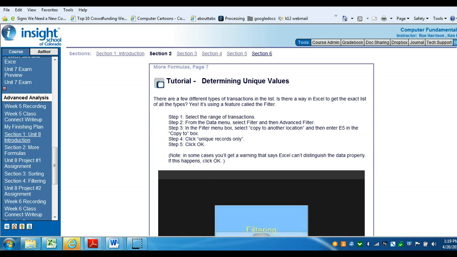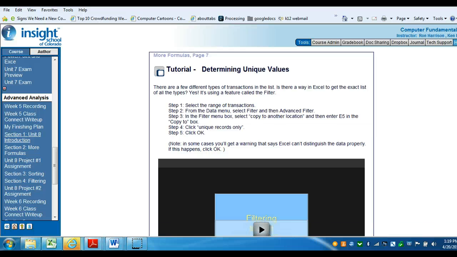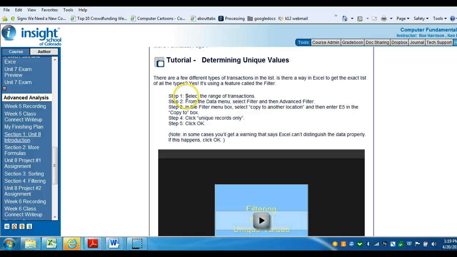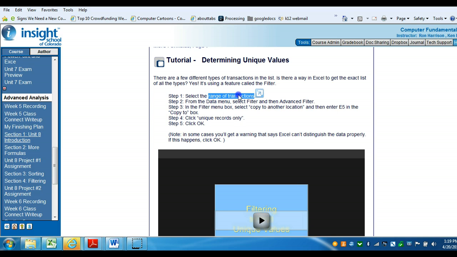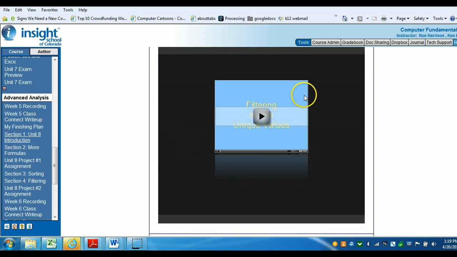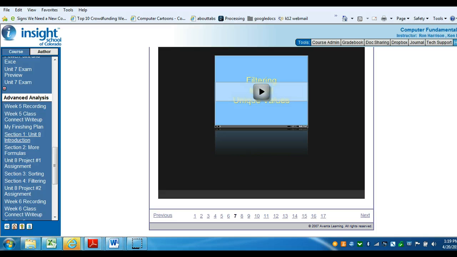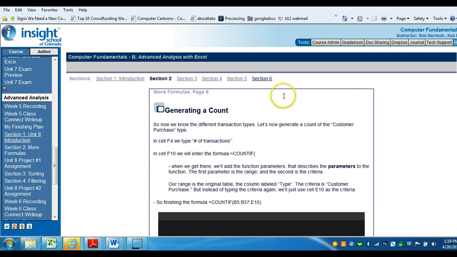And when you analyze data, you need to look at specific pieces of it. And that's called filtering. So whenever you're in a spreadsheet, you would select the range of the transactions that you want, and then you would do the filtering command to look just at those specific records. So here's a little tutorial on filtering.